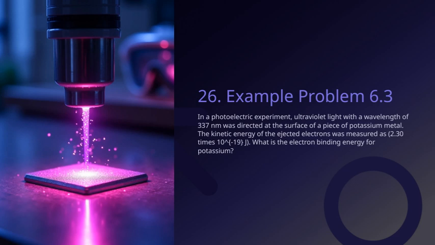The key question here is, what is the electron binding energy for potassium? Remember, the binding energy is essentially the energy needed to free an electron from the metal. So, what we need to do is relate the energy of the incident photons to the kinetic energy of the emitted electrons and the binding energy.